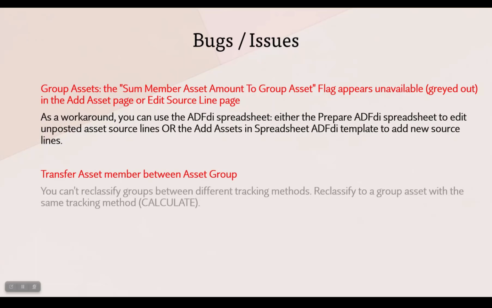Transfer asset members between assets and groups. You cannot reclassify a group between different tracking methods, different date placed in service, or different categories. You cannot transfer an asset member from one asset group to another asset group until all of the fields of this asset group equal all of the fields of the other asset group.